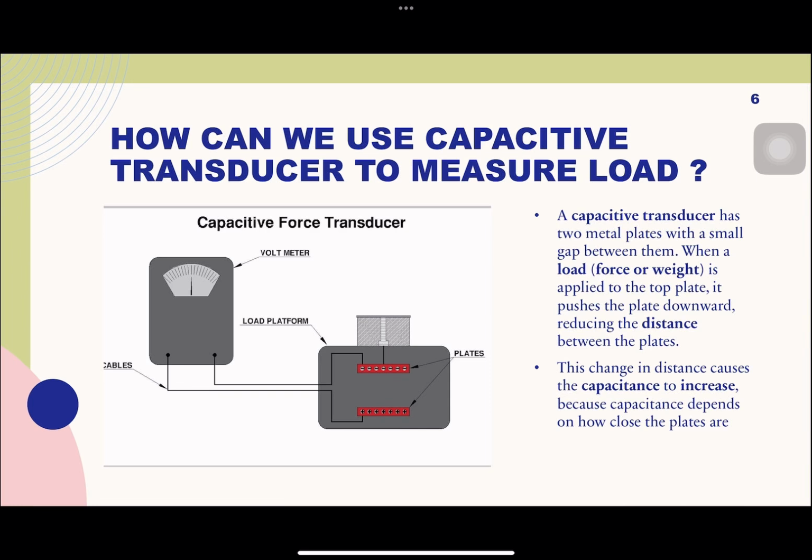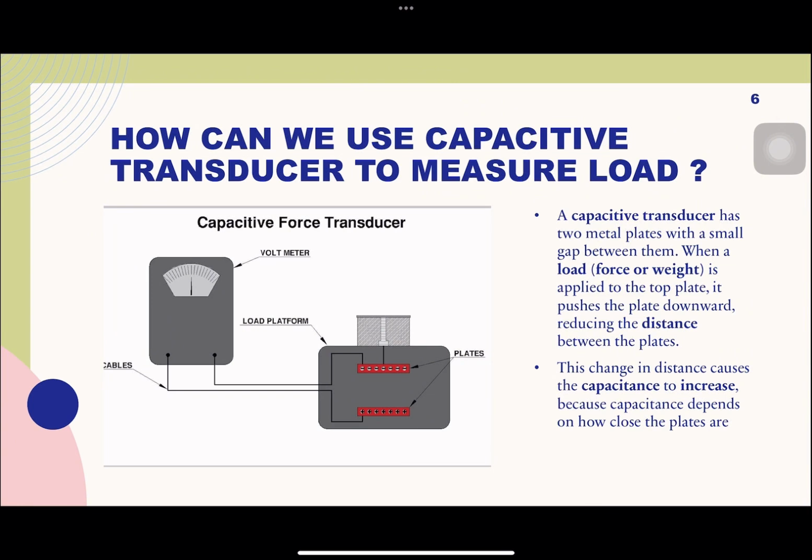These plates are set up parallel to each other with a dielectric material in between, most commonly air, and one of the plates is mounted on a flexible structure that moves when force is applied. When a load is applied, it causes the movable plate to deflect toward the fixed plate, decreasing the gap between them. According to the equation C equals epsilon A over D, where C is capacitance, epsilon is the permittivity of the dielectric, A is the effective overlapping area, and D is the distance between plates, the reduction in distance leads to an increase in capacitance. This change is measured very precisely using high-resolution electronics.